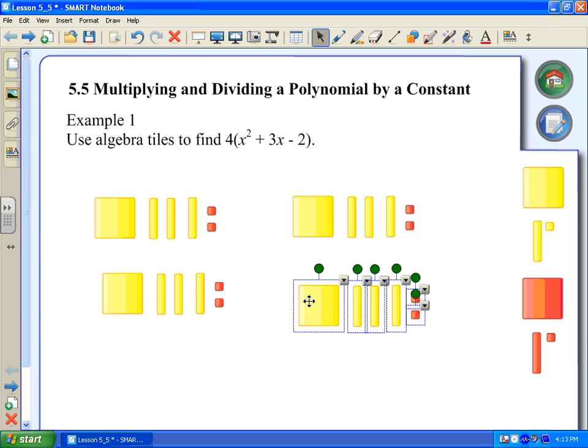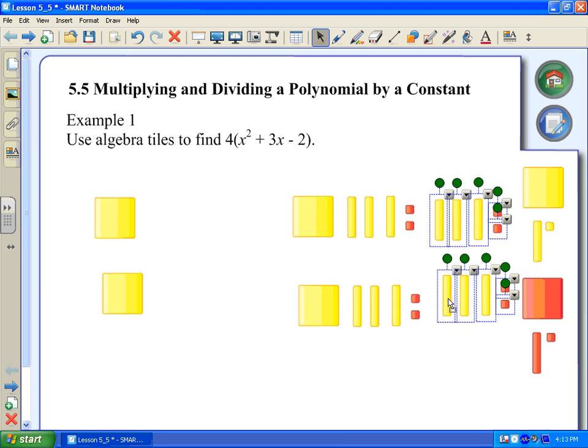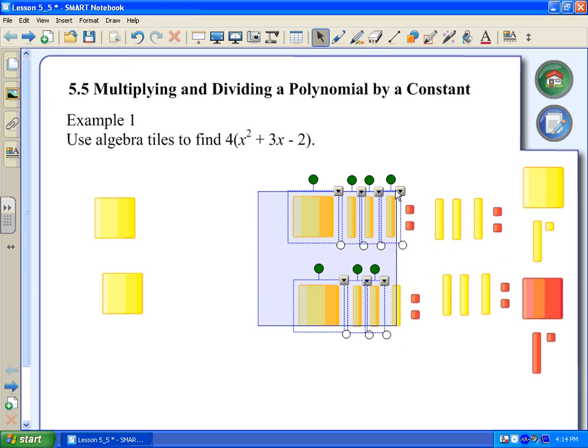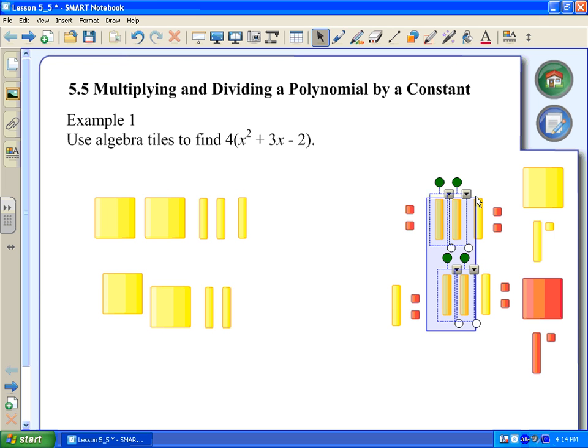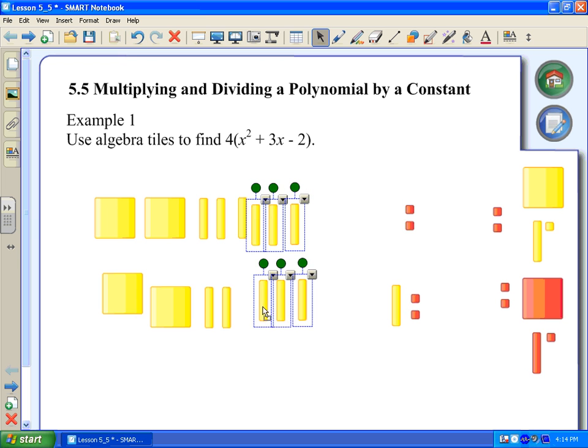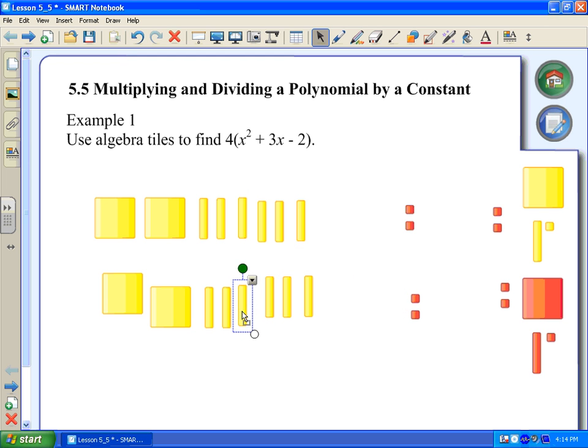Well, now if I have 4 groups of x squared, when I rearrange those, and that's what I'm going to do now, I'm just going to slide these over here temporarily, and I'm going to move these over. So when I put them together, that was part of ours, so let's keep that in there. Just put that there. And move these over. There we go. So what have I got?